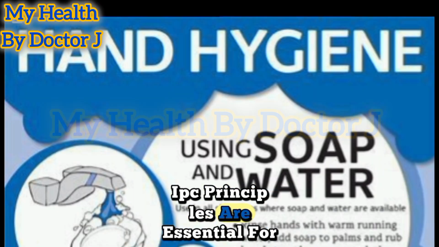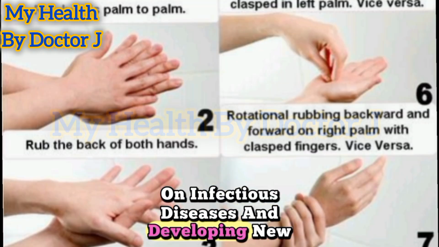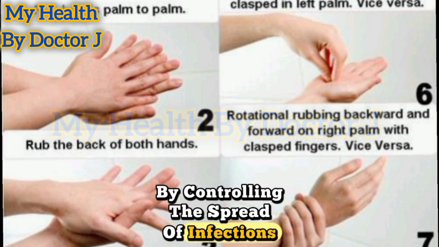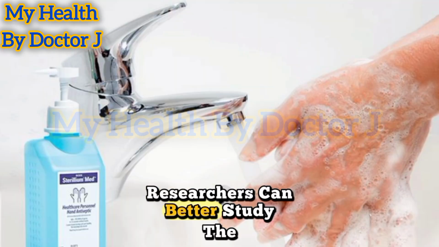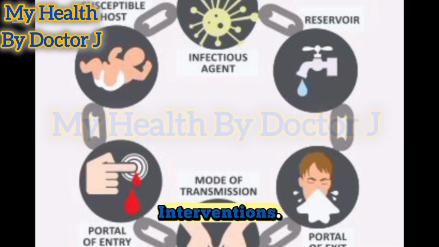8. Supporting research and development. IPC principles are essential for conducting research on infectious diseases and developing new treatments and vaccines. By controlling the spread of infections, researchers can better study the mechanisms of infection and develop effective interventions.